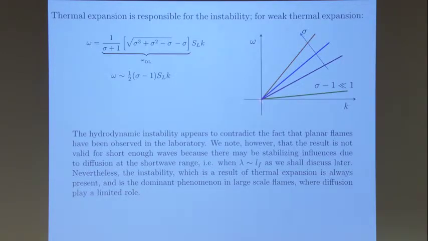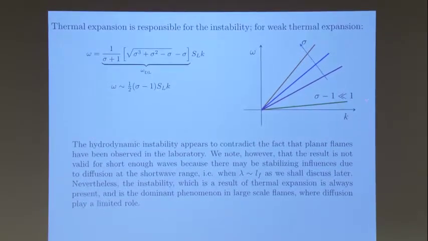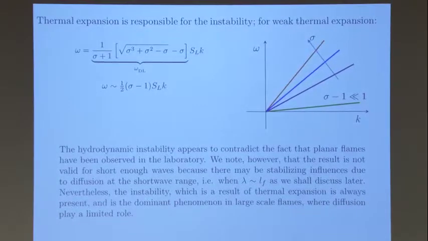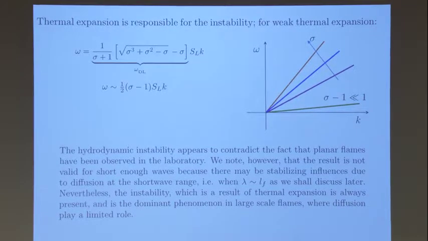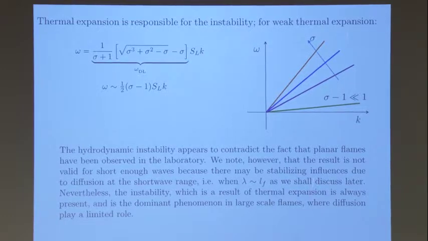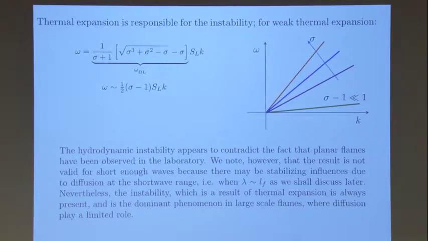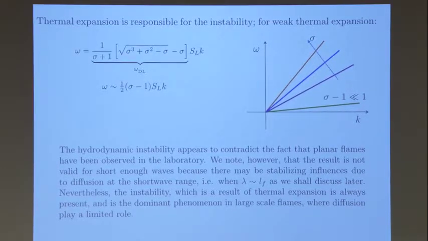The instability is stronger as sigma increases, and as a function of k, the growth rate keeps on increasing. So the small waves, which are the large k, in fact, increase faster. But we know that the results are not valid for very large k. In other words, when you come to wavelengths which are of the order of the flame thickness, the results should fail. And at the time, there was no resolution for that question.